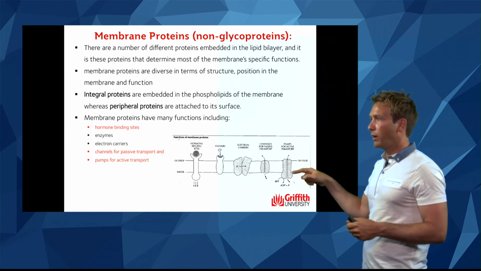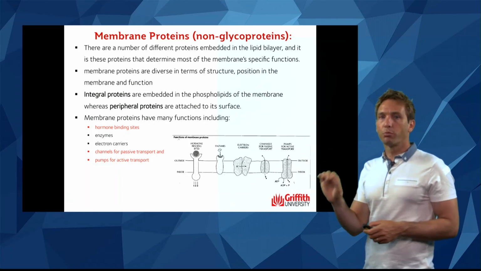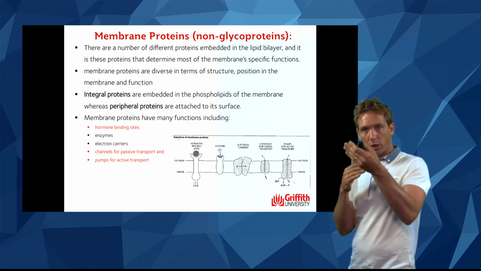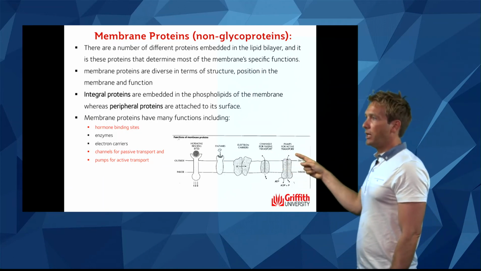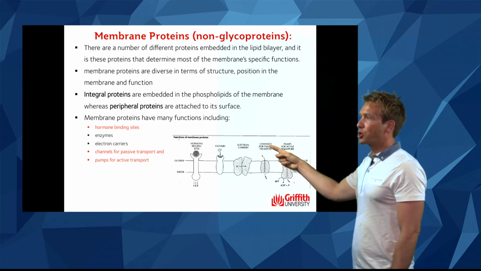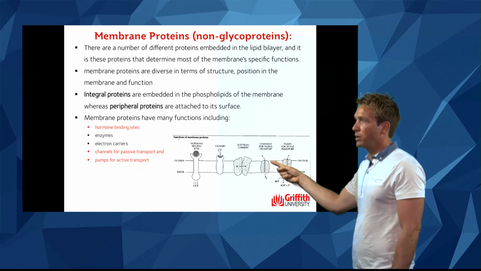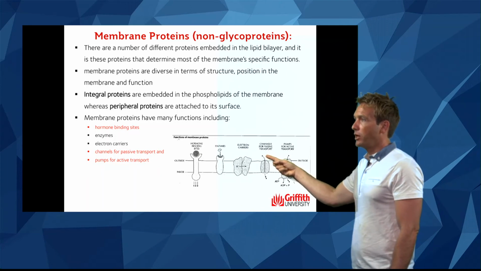Integral means they go all the way through, and peripheral means they just sit on the outside. And it's the integral proteins that are so important to us. And all I really need you to know, because we're going to look at this a little bit further, is that they have a function in what's referred to as channels for passive transport. This one's a channel, like a tube for passive transport. So that one's a channel. You can see the tube goes all the way through. And that's just to allow those kind of larger particles or charged particles to move through.